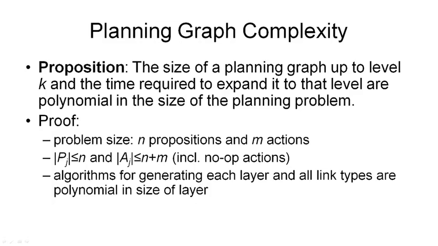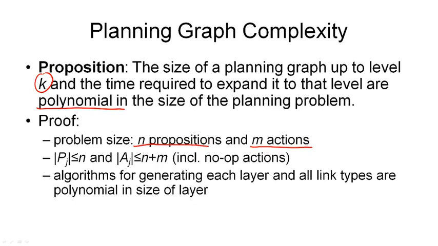And here is a proposition that states what I've already mentioned a couple of times, namely that the complexity of expanding the planning graph is polynomial, and therefore it can be done reasonably fast. What the proposition states is that the size of the planning graph up to level k and the time required to expand it to that level are polynomial in the size of the planning problem. The size of this propositional planning problem can be described by the number of propositions and the number of actions we have in this problem.